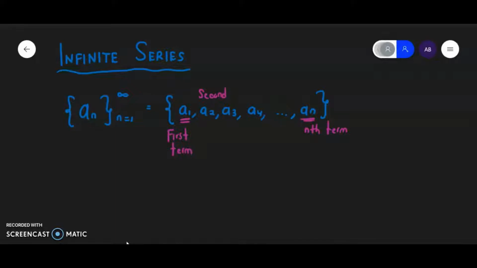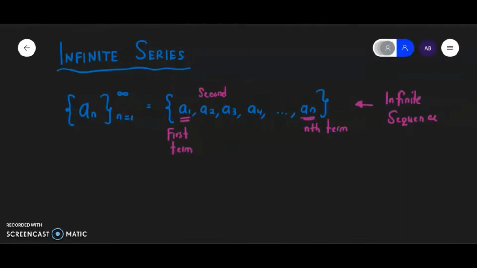Now what is an infinite series? This is a sequence. I just want to recall to you, this is called an infinite sequence. But what is an infinite series? An infinite series can be given with a notation that is slightly different from what is given for the sequence.